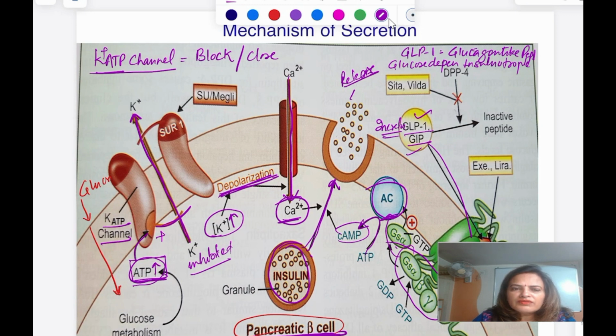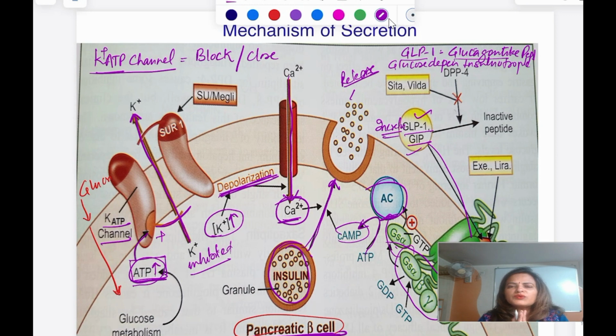Okay. So how does glucose cause the release of insulin from the pancreatic beta cell? You can see there are both ways: by closing the ATP sensitive potassium channel, and by causing the release of incretins. That's why when we give oral glucose, it causes more release of insulin as compared to parenteral, because with the oral route there is a release of incretins that also happens.